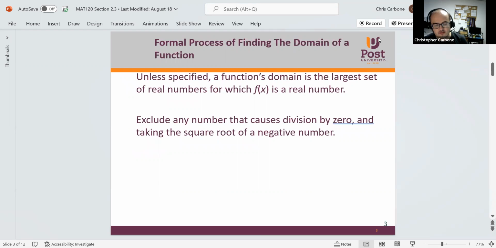So unless we have it specified, the function's domain is the largest set of real numbers for which, as we just saw, the function is a real number. So we are excluding division by 0, taking the square root of a negative number, different aspects like that.